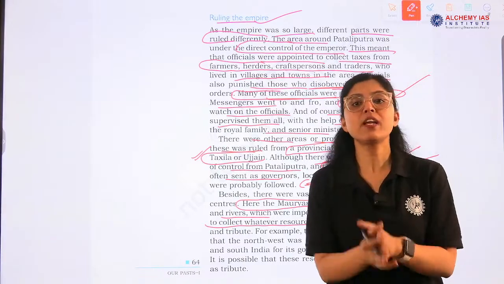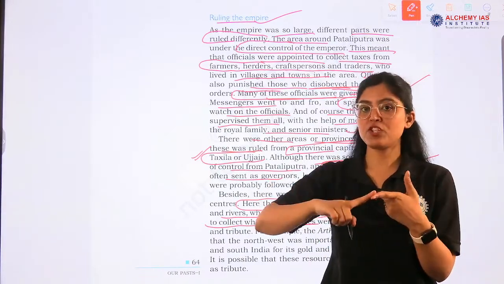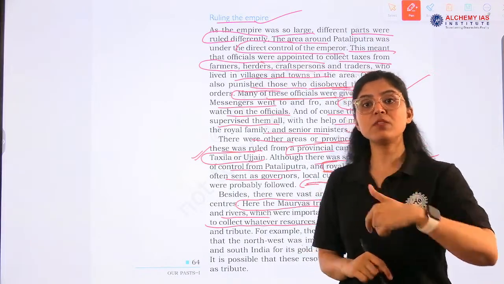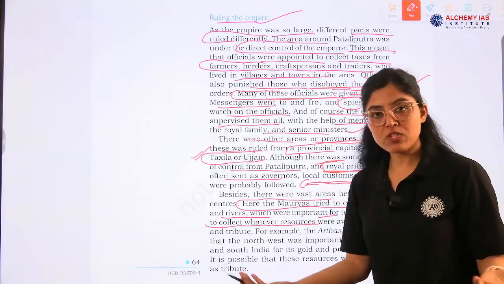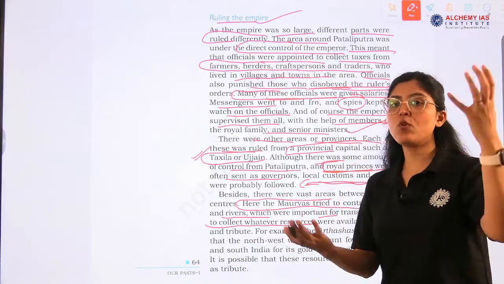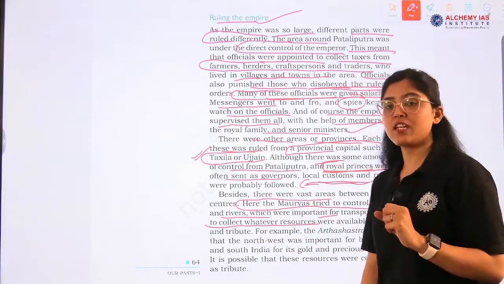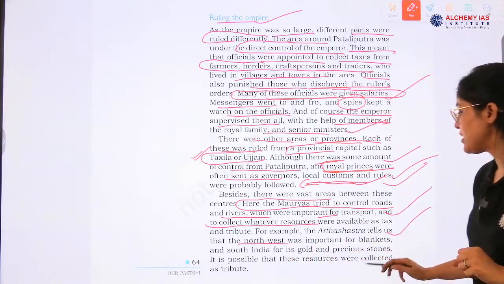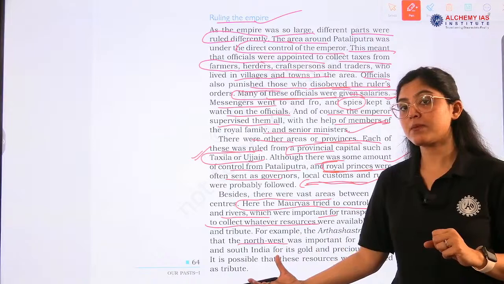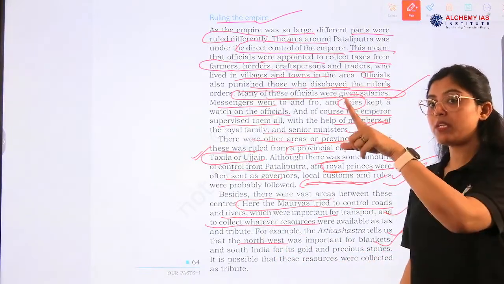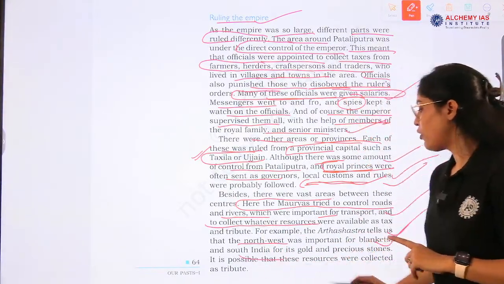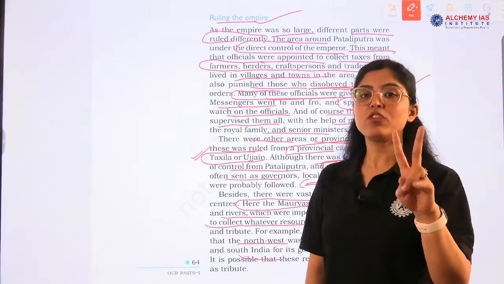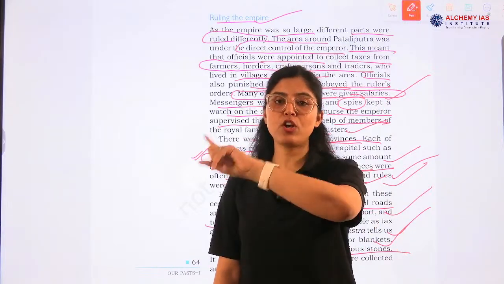So, first thing, it was being used as transportation. Second thing, they charged these areas. Taxes were collected from these areas. The population was large, different kind of activities, so different kind of tax collection also. For example, the Arthashastra tells us that the northwest was important for blanket, and South India for its gold and precious stone.